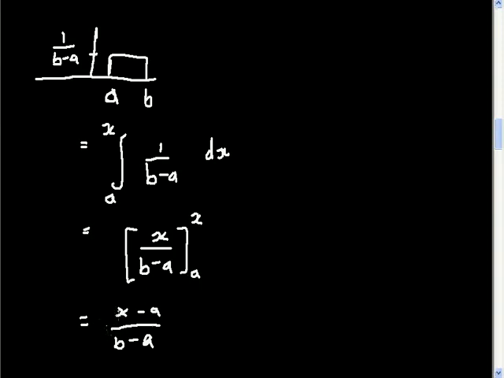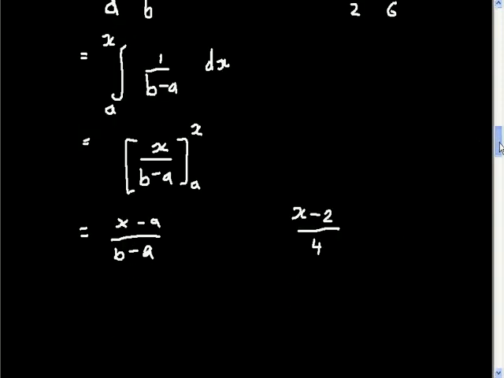Okay, and I've done this here, and I get this as my result. Now basically what this means is this. Let me draw another uniform distribution. If I call that 2, call that 6, this should be a quarter. b minus a is at the bottom, so that's 4, and x is there, and my a is 2.